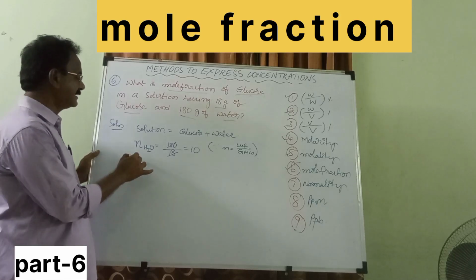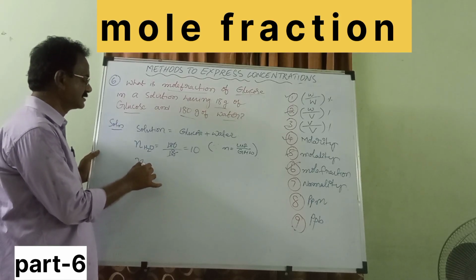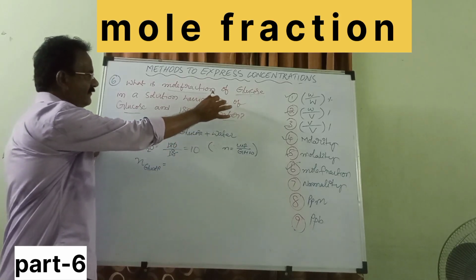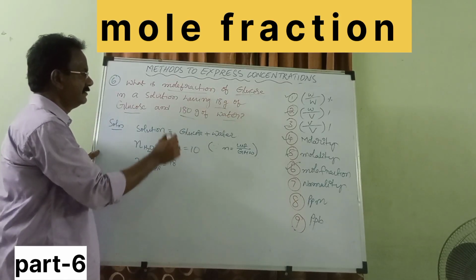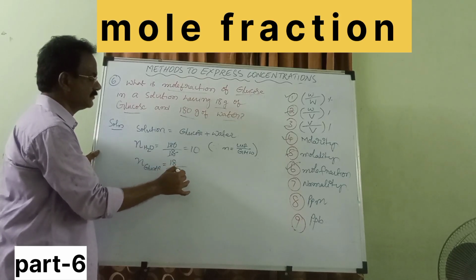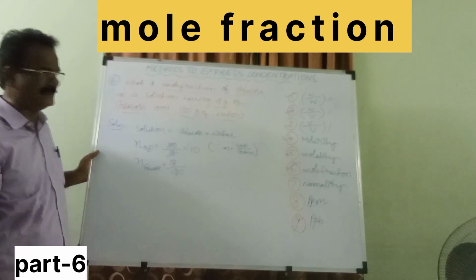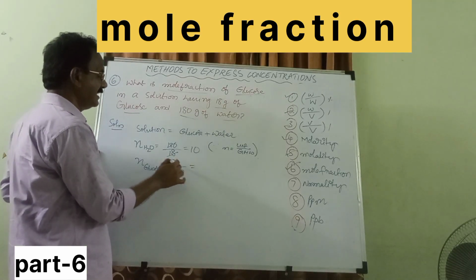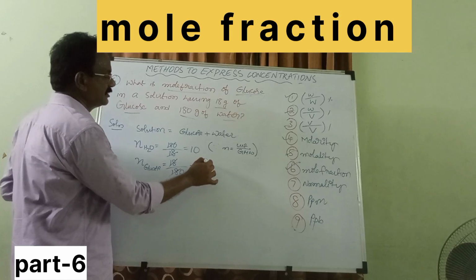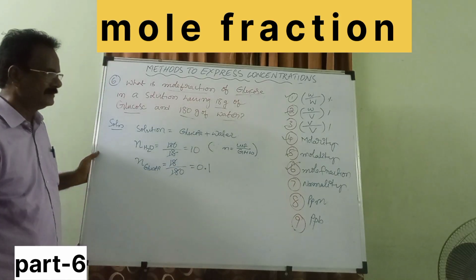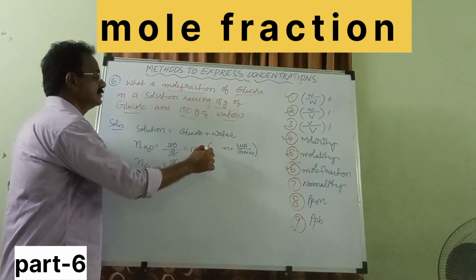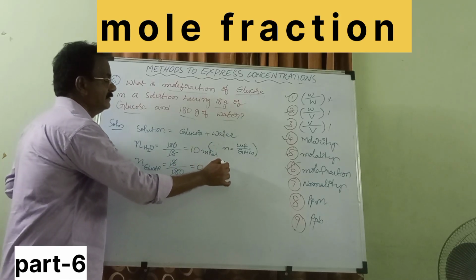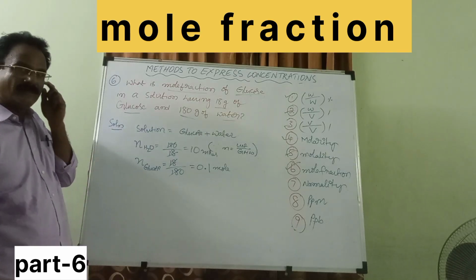Is it clear? Let us calculate the number of moles of glucose. What is the weight of glucose? 18 grams. What is the gram molecular weight of glucose? 180 grams. GMW of glucose is equal to 180 grams. Let us cancel this. By cancelling this, we get 0.1. Here, the number of moles of water is equal to 10 moles. The number of moles of glucose is equal to 0.1 mole.